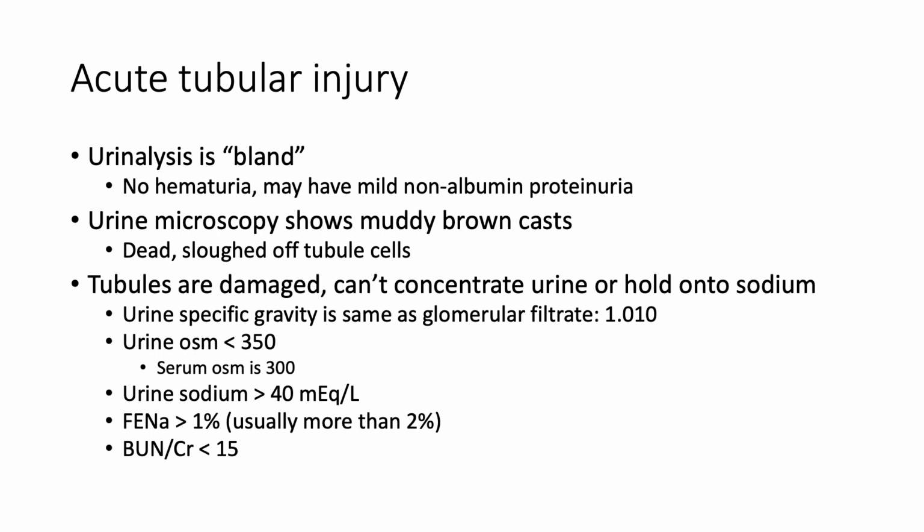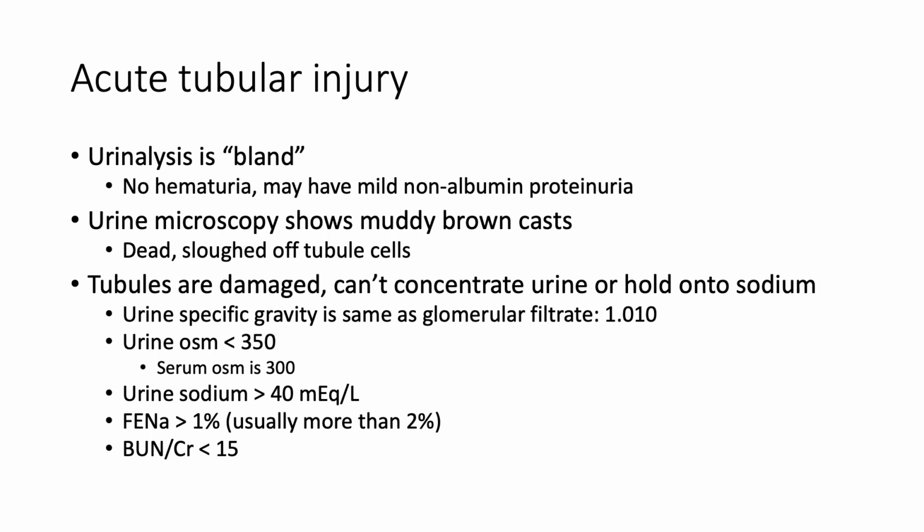Also, if you look at the urine osmolality, it's going to be less than 350, and that's because your serum osm is about 300. And again, that glomerular filtrate is basically just coming straight from your serum, and so you're going to have about the same osmolality as what your serum is in the urine because you're not concentrating or diluting. Likewise, you're not holding on to sodium, and so you're going to see a lot of sodium, usually over 40 milliequivalents per liter in the urine.